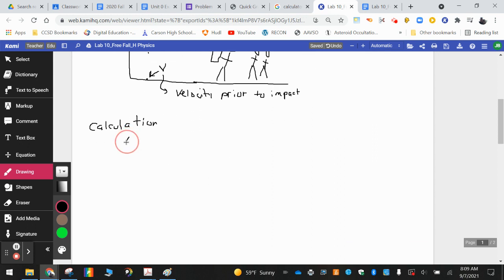So one calculation will be delta y equals v0y times t, where the y just means it's in the vertical direction, plus one half a t squared. Now, it's important that you did the problem set from the last couple of classes because we're doing equations.